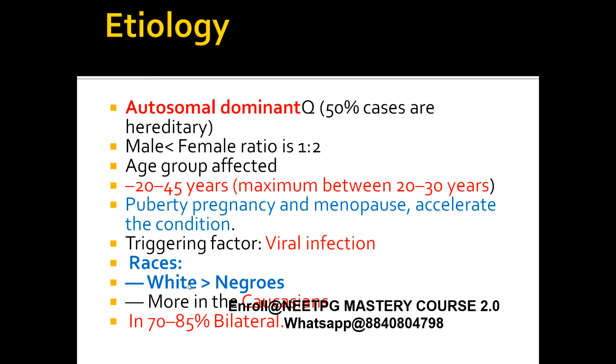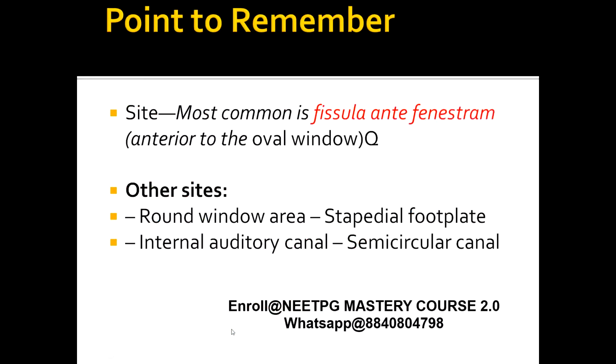Races: white greater than Negroes. More in Caucasians. And mostly bilateral. Otosclerosis is mostly bilateral.